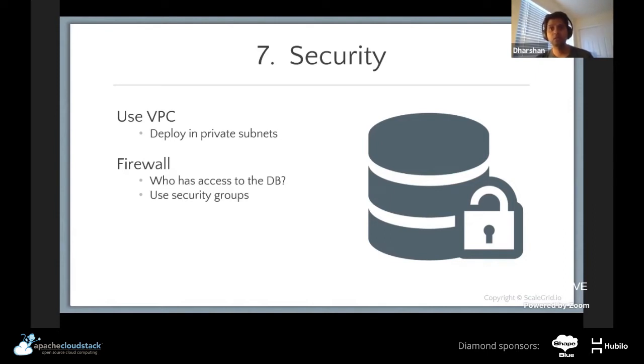You can use security groups to lock down the firewall. Access needs to be on a need-to basis. And this is particularly important if you have a database that is exposed to the public internet. You want to make sure that the firewall is locked down so that only your appropriate clients are able to access the data.